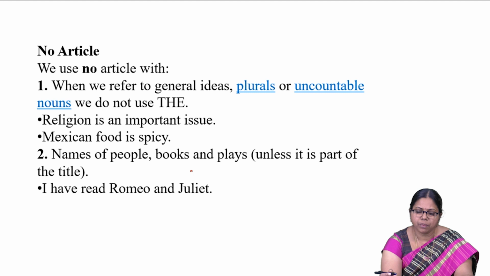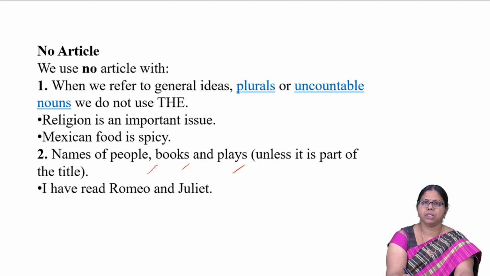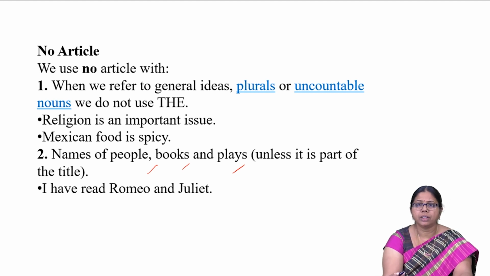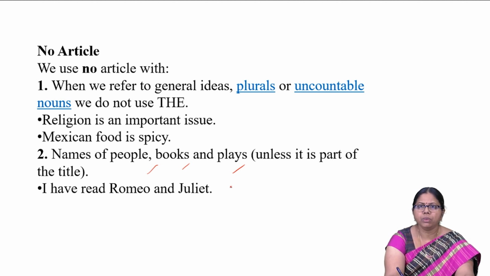We also do not use articles before the names of people, the names of books, and the names of places, unless it is a part of the title. So we do not use articles before the names of people, books, and places, unless the title contains "the". For example, I have read Romeo and Juliet. It's not "a Romeo and Juliet" or "the Romeo and Juliet". Just, I have read Romeo and Juliet.